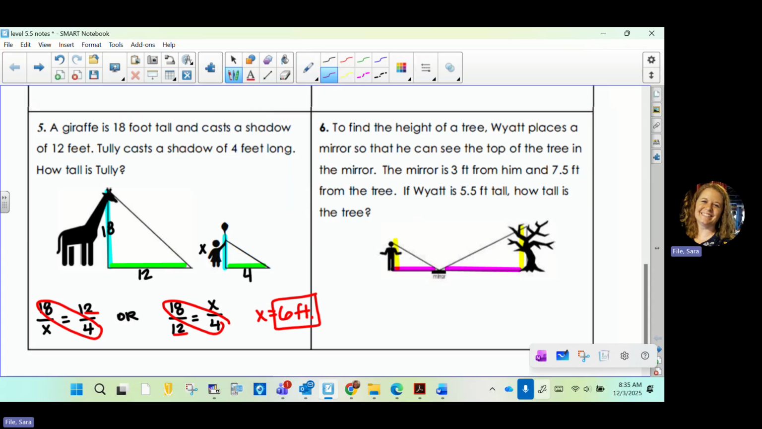Wyatt places a mirror so that he can see the top of the tree in the mirror. The mirror is 3 feet from him and 7.5 feet from the tree. Wyatt is 5.5 foot tall. How tall is the tree? So what is one way I could set up a proportion here?